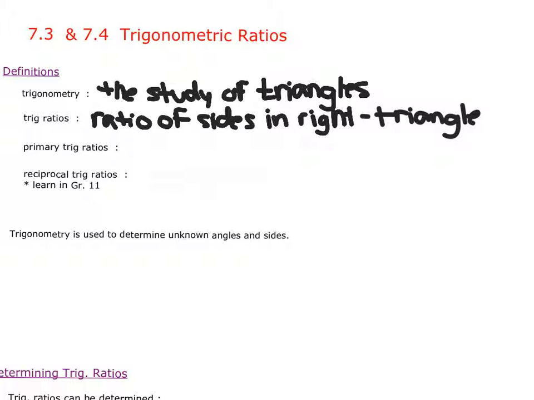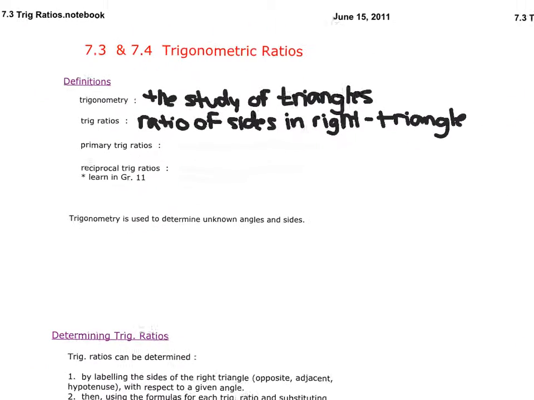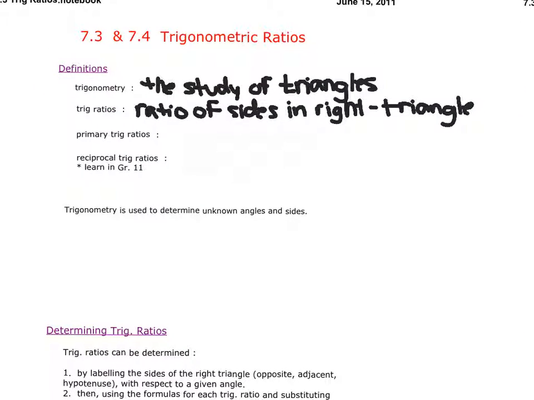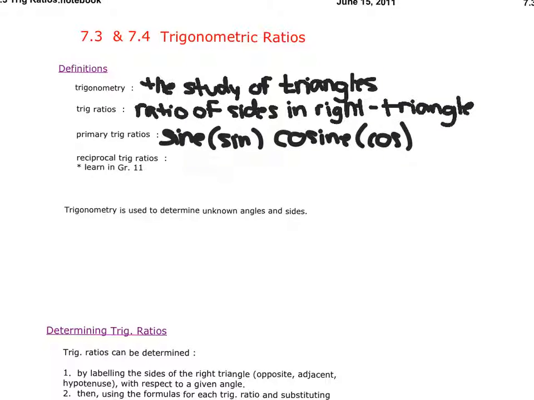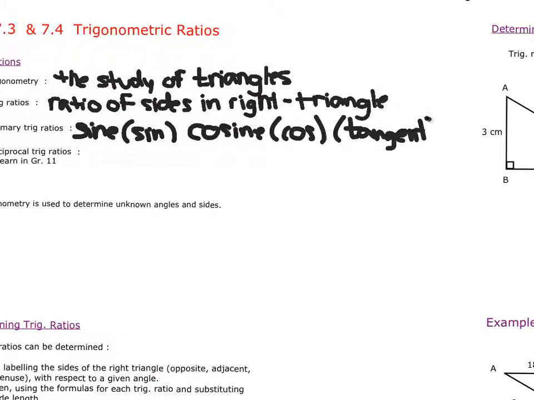So we have a couple of different trig ratios we use. We have something called the primary trig ratios, which is what we're going to learn this year, which is sine. Short form is sin on the calculator. Cosine. Short form is cos on the calculator. And then tangent. Short form on a calculator is tan.